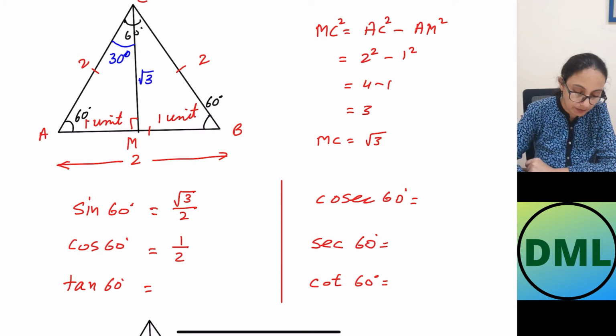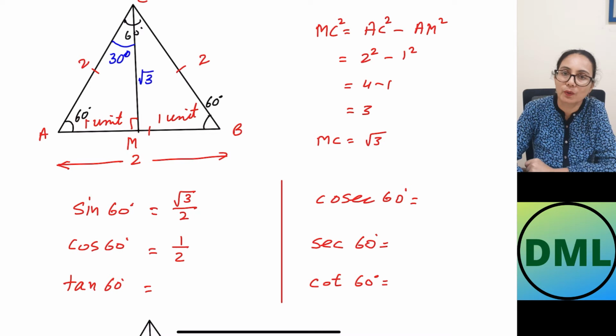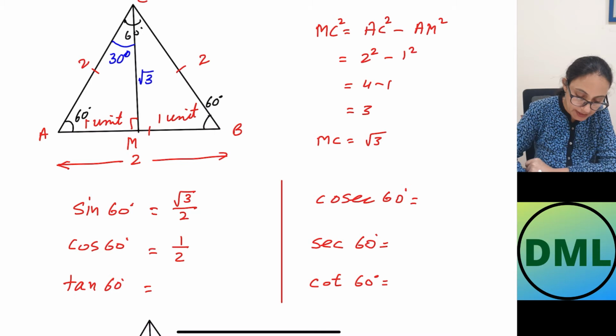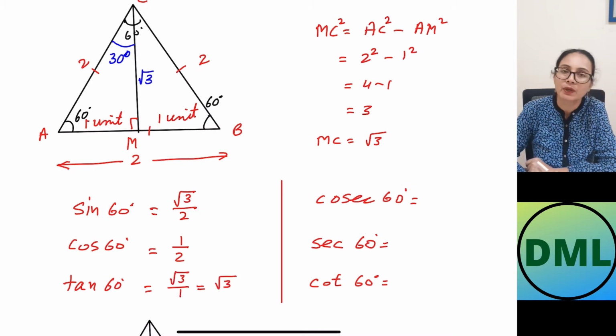Now I will write down tan 60 degrees. Tan theta is what? Opposite over adjacent. So for this 60 degrees, this is opposite which is root 3 and adjacent is 1. So that is root 3 by 1. So the value for tan 60 degrees is root 3 by 1 which is equal to root 3 only.